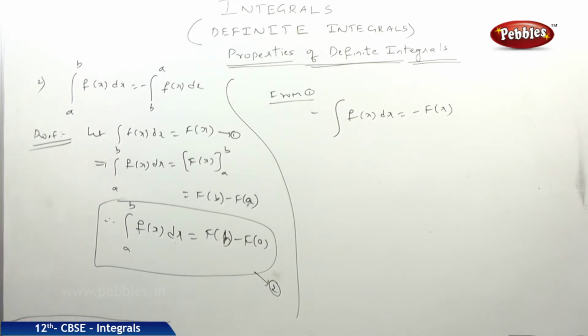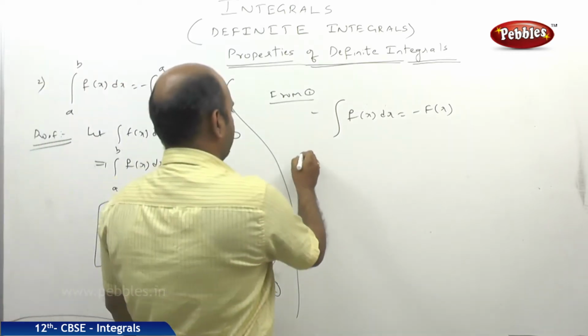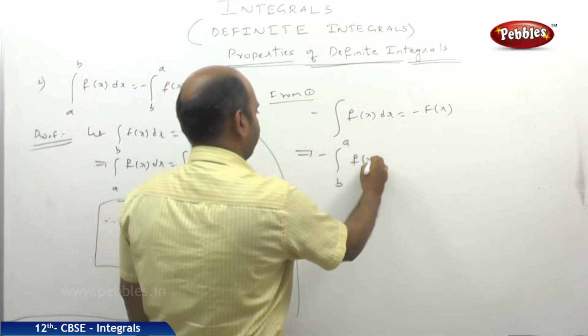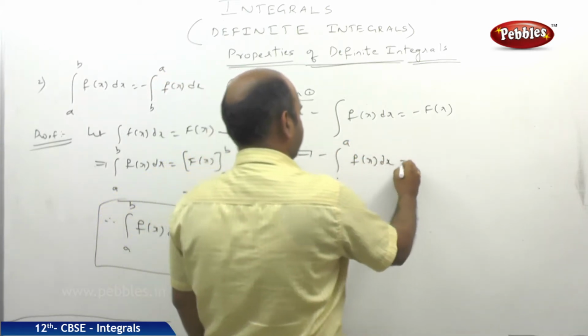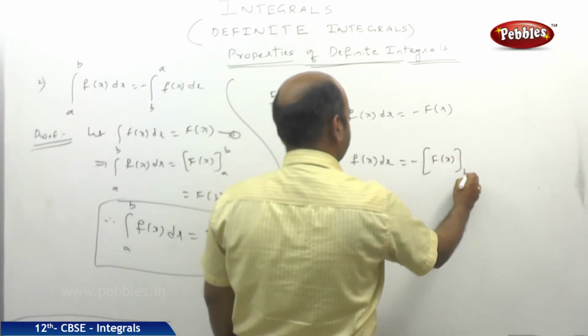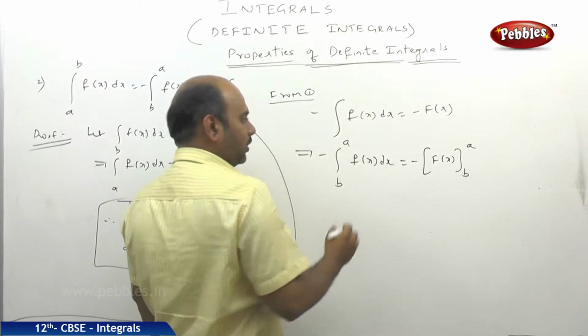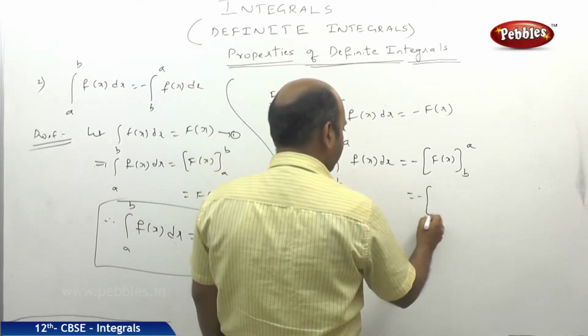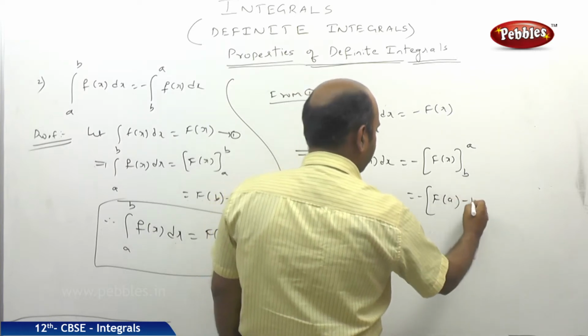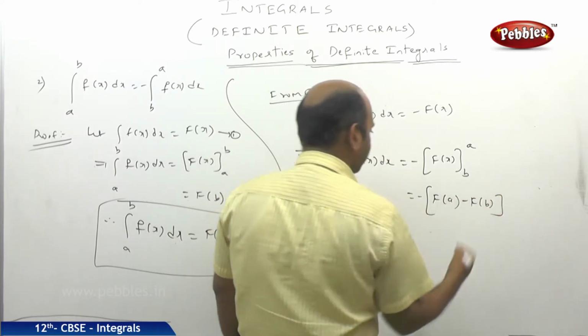I multiplied by minus on both sides. Now what I'll be doing means I'll be taking the limits from b to a f of x dx, that is equal to minus, I will be keeping outside, and here f of x from the limits b to a. So finally what happens, minus of, we will be getting upper limit substituting means f of a, lower limit substituting means minus f of b.